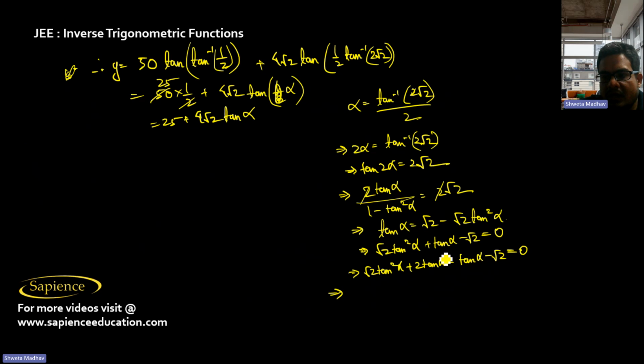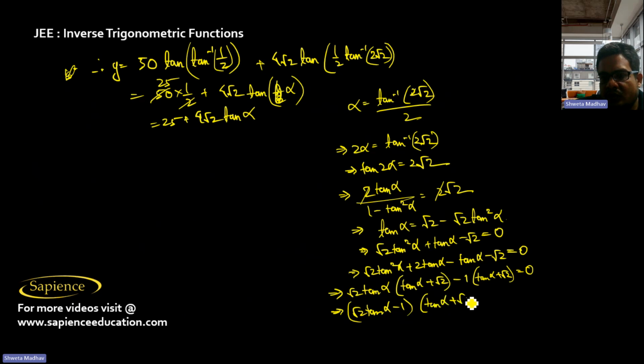So here we are factorizing it. We can take root 2 tan alpha as common: root 2 tan alpha into (tan alpha plus root 2) minus 1 into (tan alpha plus root 2) is equal to 0. So therefore (root 2 tan alpha minus 1) into (tan alpha plus root 2) is equal to 0. So therefore tan alpha will be either minus root 2 or 1 by root 2.